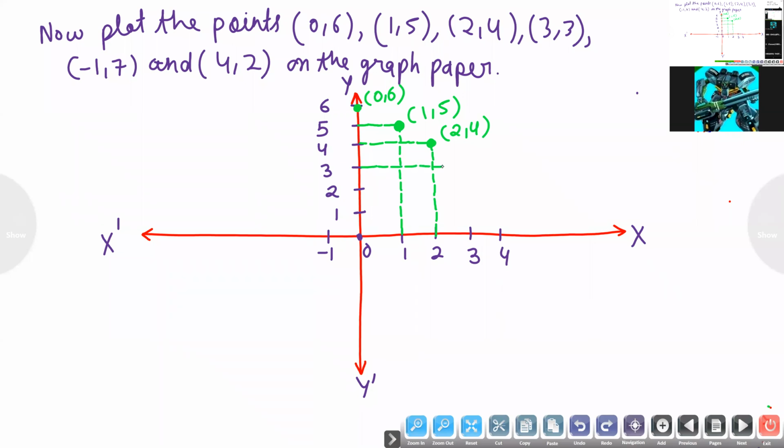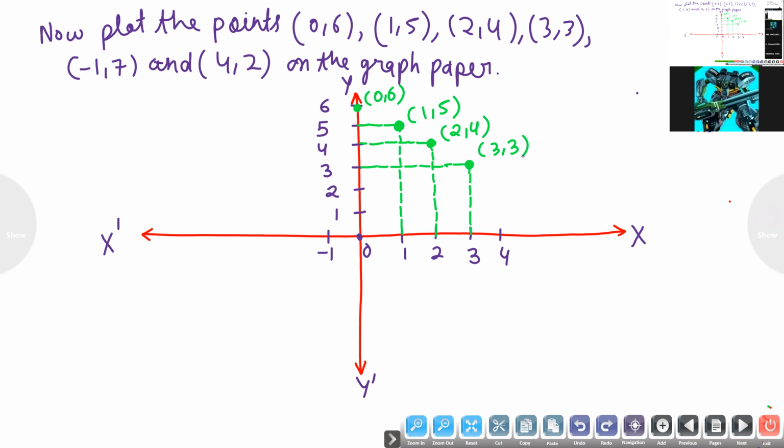This dotted line is called a supporting line. 3, 3. Next, x is -1, y is 7. Then it will go up also.